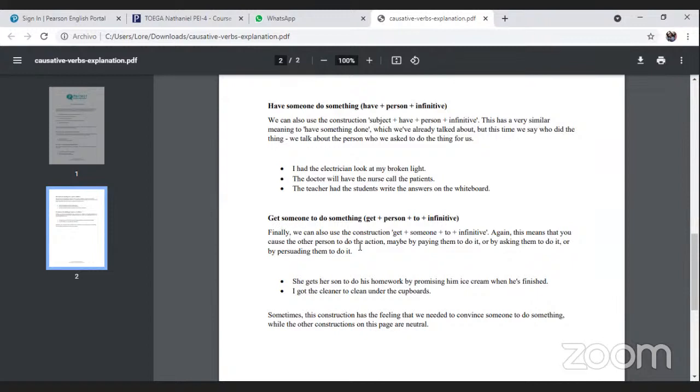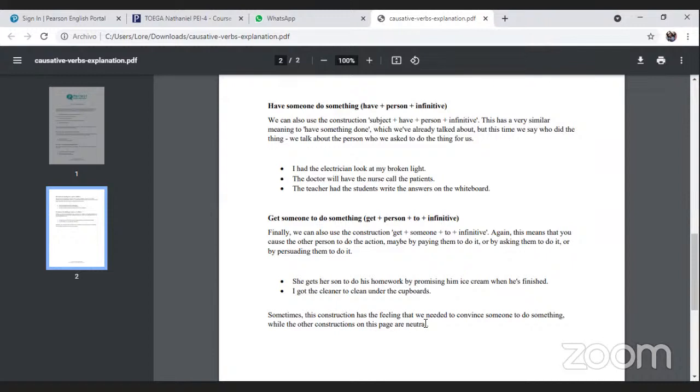Finally, we can also use the construction get plus someone plus to plus an infinitive. Again, this means that you cause the other person to do the action, maybe by paying them to do it, or by asking them to do it, or by persuading them to do it, right? Read examples, please. She gets her son to do his homework by promising him ice cream when he's finished. I got the cleaner to clean under the cupboards.